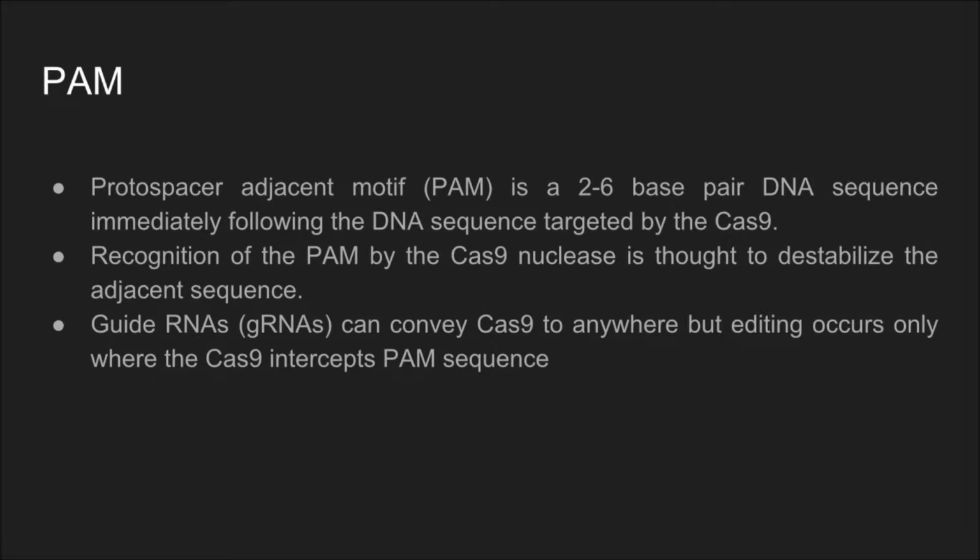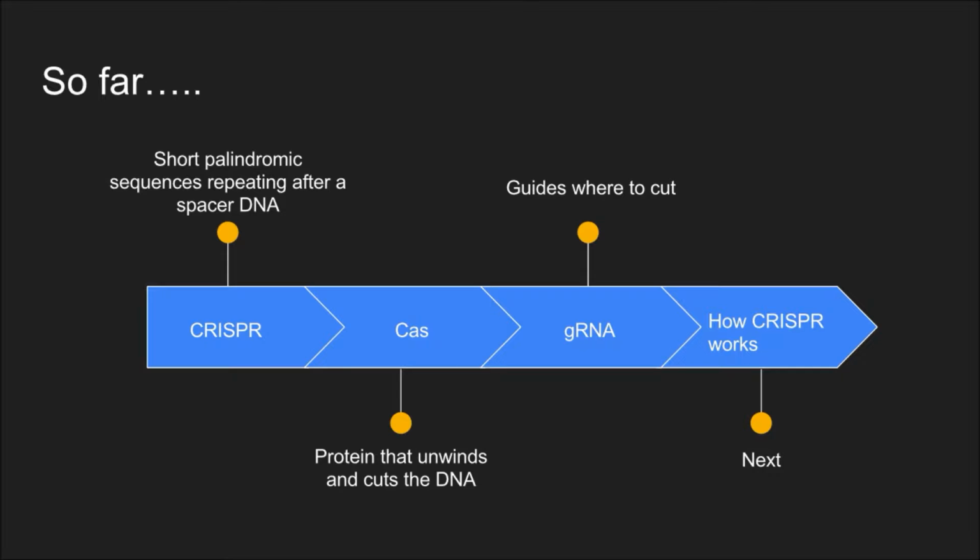Protospacer adjacent motif, or PAM sequences, are 2 to 6 base pair DNA sequences immediately following the DNA sequences targeted by the Cas9. Recognition of PAM by Cas9 nucleases is thought to destabilize the adjacent sequence and thus Cas9 can unwind the DNA. Guide RNAs can transport Cas9 to anywhere, but editing occurs only where the Cas9 recognizes the PAM sequences.